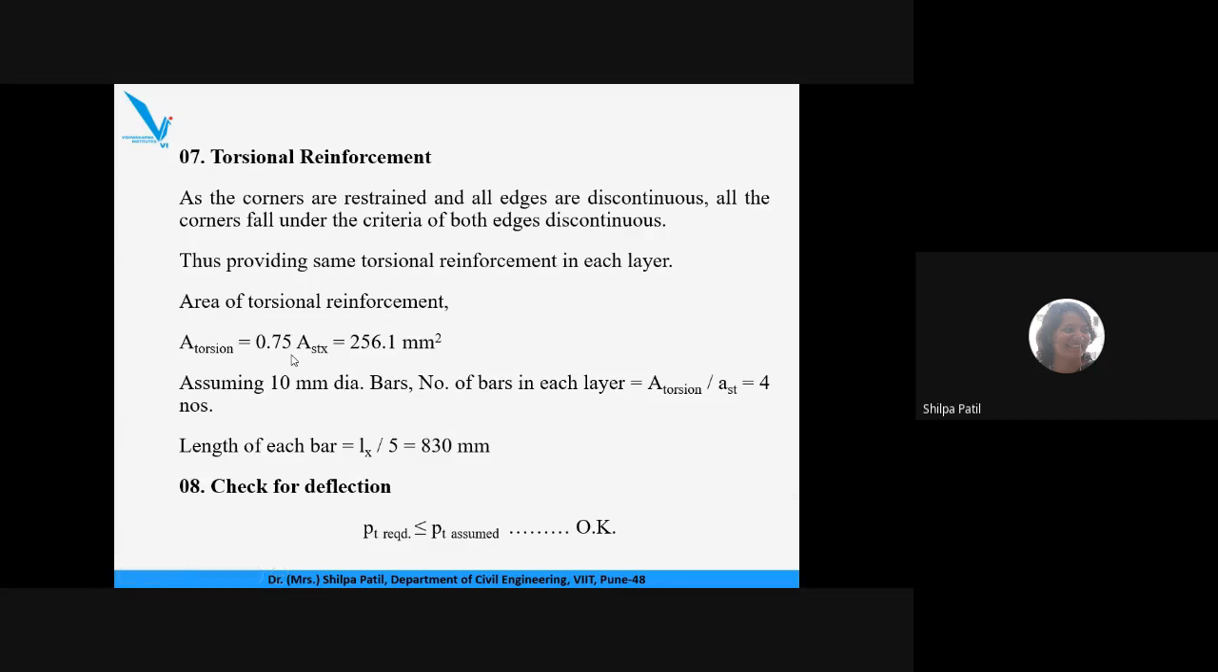If one edge is continuous and another is discontinuous, in that case, what will be the formula? Do you remember what we discussed last lecture?